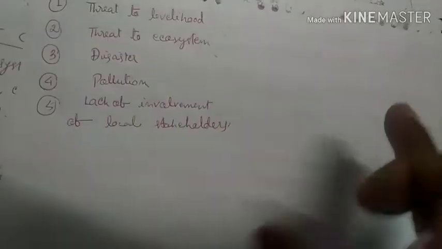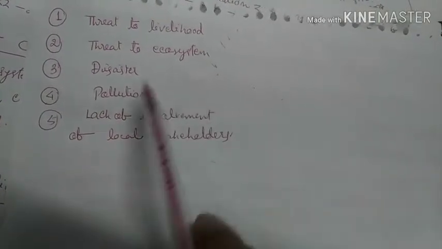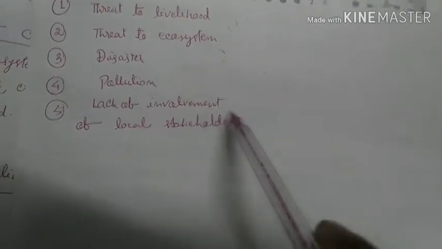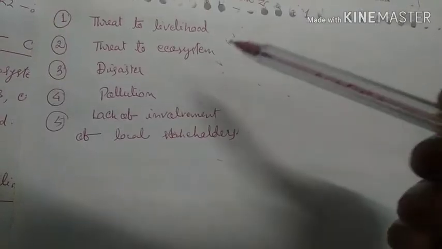So what might be some possible concerns here? The concern area is it might create threat to livelihood, threat to ecosystem, disaster, pollution, lack of involvement of local stakeholders. Try to narrate every point from yourself. I have just pointed out.